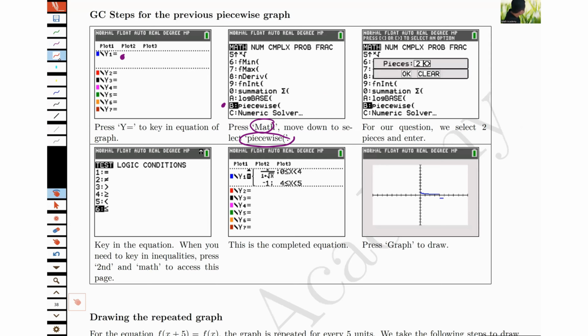Okay, so for here, after we select piecewise, you want to select how many pieces you want. So in this case, I want to select 2 pieces for the equation. And you will key in as per normal. Just key in your equations there.